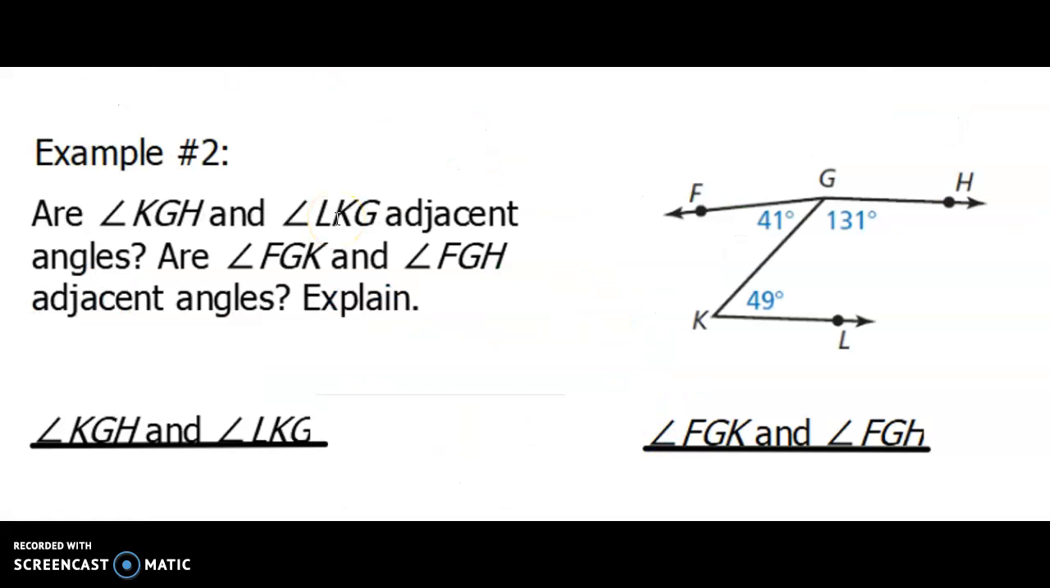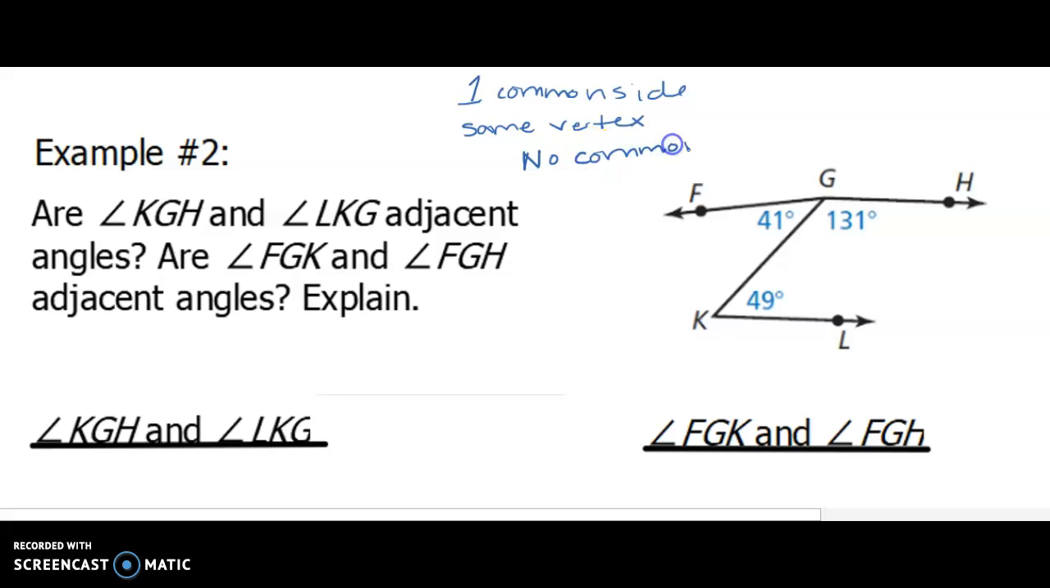All right, let's look at example 2 now. Example 2 is asking about adjacent angles. So before we move on with this, I want you to ask yourself, what are adjacent angles? All right, so just to reiterate: one common side, same vertex, and have no common interior points. In other words, what this means is they don't overlap.